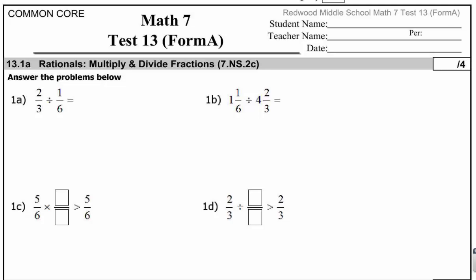Here we are with the week 13 video, week 13. And this week we start with some dividing of fractions.